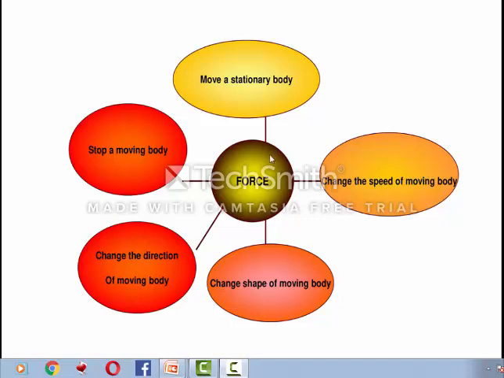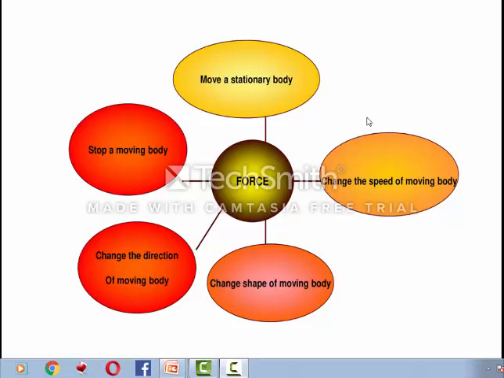change the speed of a moving body, to change the shape of a moving body, to change the direction of a moving body, to stop a moving body, or to move a stationary body. As we all know, we can never see the force, we can only see the effect of the force, we can feel the force. And in our day-to-day life we perform various activities with the help of force.